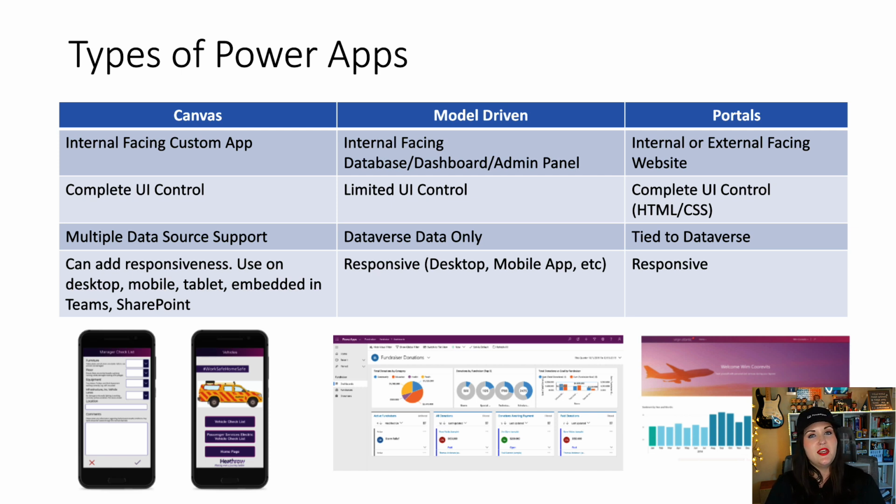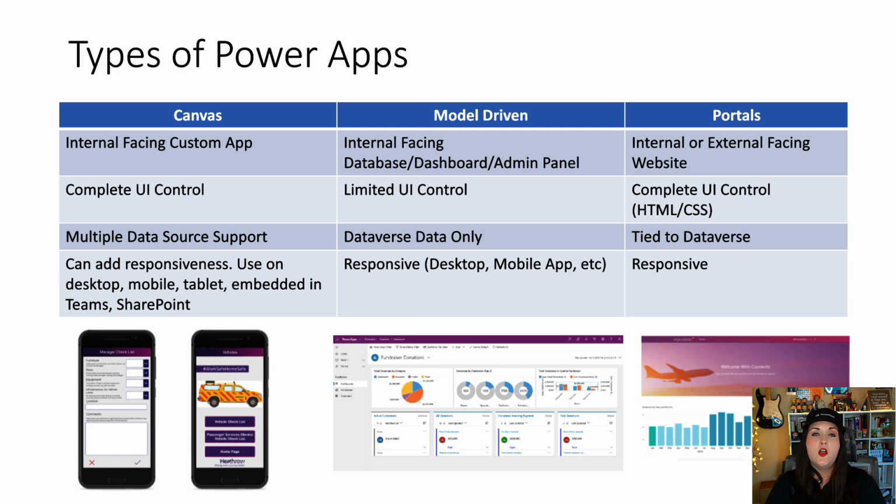We can do things like add in custom controls using something called the Power Apps Component Framework. So we do have a little bit of control there as far as the colors and being able to put in some custom controls, but not nearly as much control over the UI as we have with Canvas applications. These model-driven apps, though, are responsive out of the box, so they will work on your desktop, tablet, and mobile devices without you having to do anything extra.